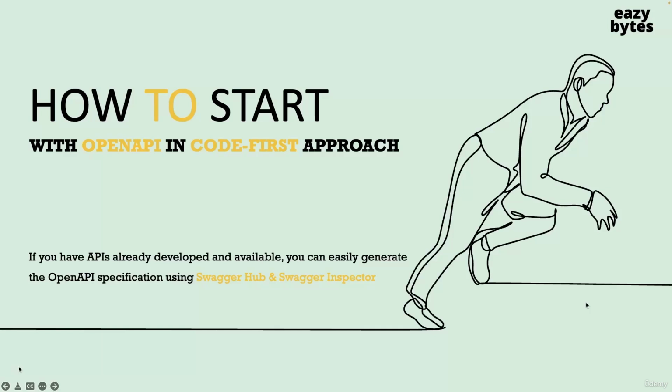So all this introduction we have discussed in the previous section, and now it is time to get started with the OpenAPI specifications. Whenever you want to describe your APIs, you might be in two different scenarios.